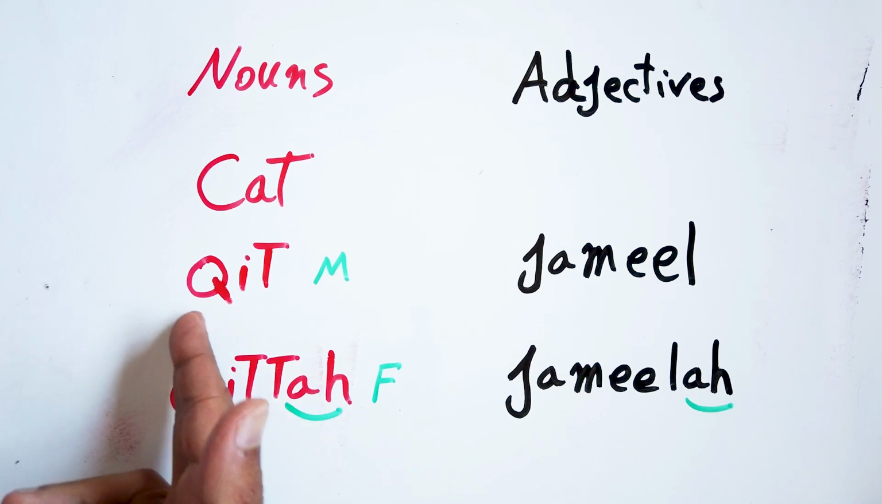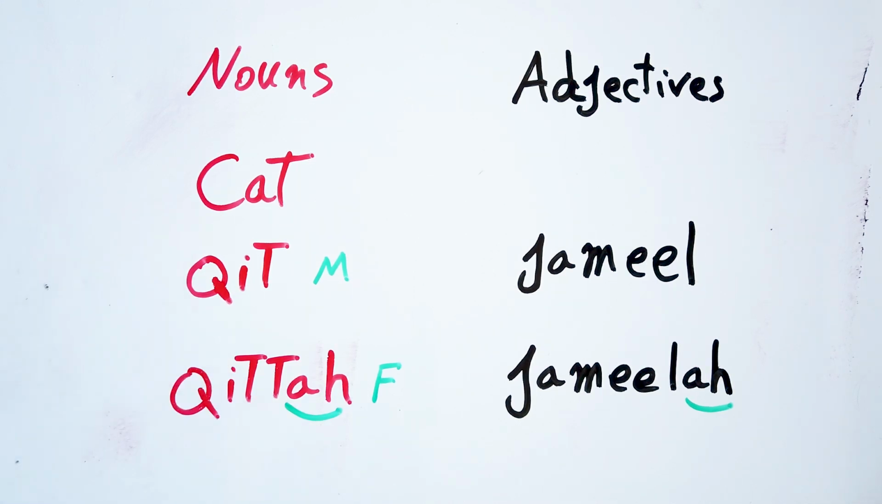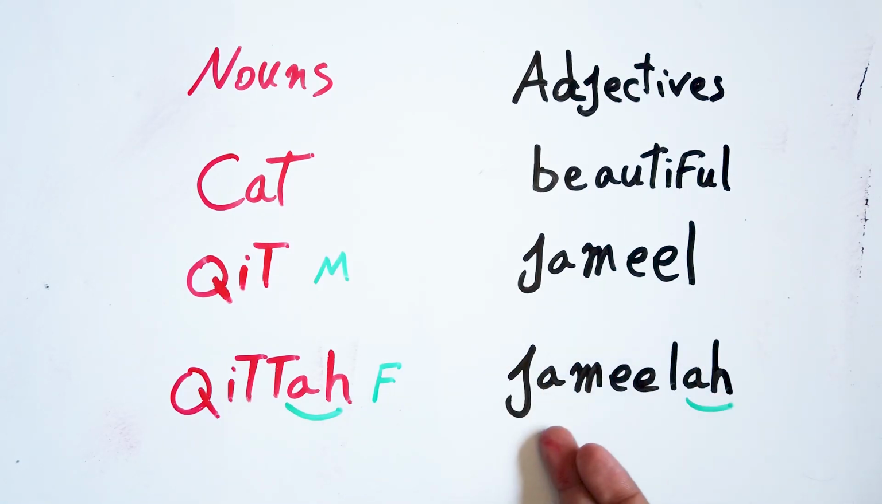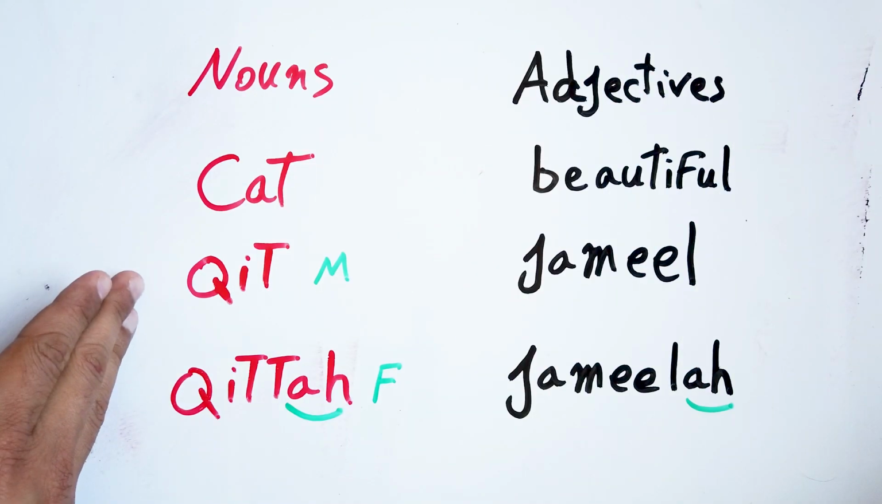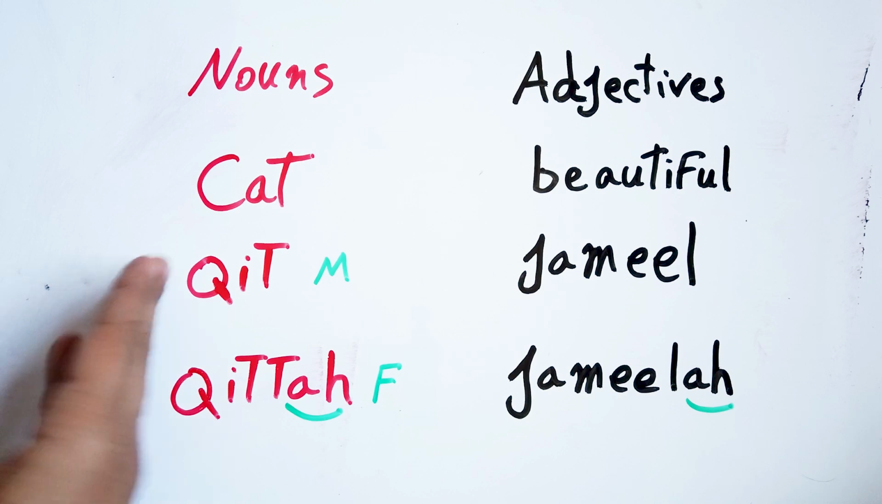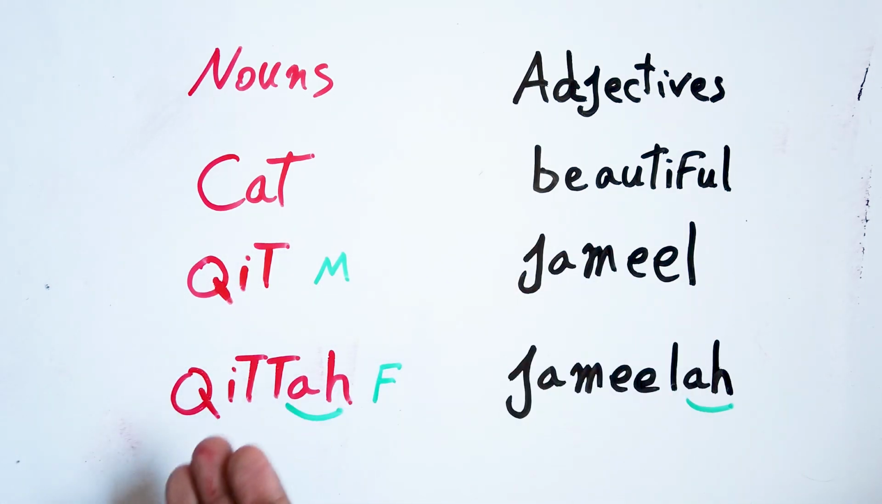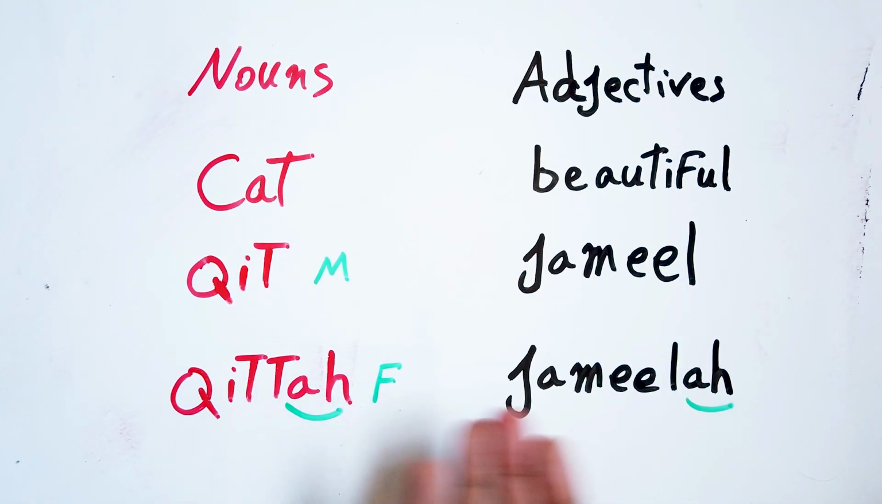Don't forget, qitta, it means cat, and jamil or jamila, it means beautiful. Jamil for male, jamila for female. Pause the video, write down this page, and I'm waiting for you. So based on this example, we understand that when the noun is a male, the adjective must be masculine, and when the noun is a female, the adjective must be feminine.